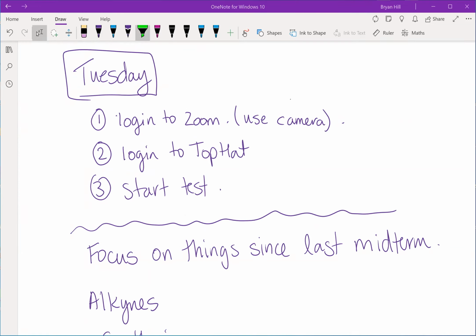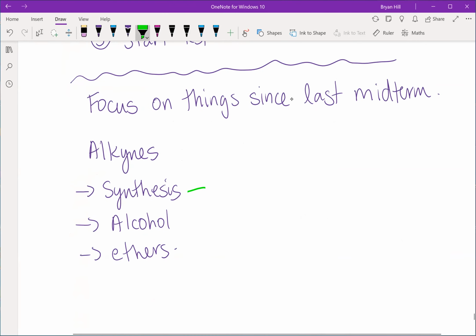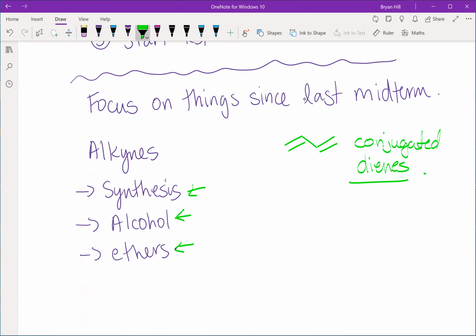So yes, I didn't record at the start. So this is what we'll do on Tuesday, these 3 steps, and then we'll focus on things since the last midterm. So these are the main ones: alcohols, ethers. You'll notice on the practice midterm from last year, there was a section on conjugated dienes, which we haven't gotten to yet. So if you're looking at those questions, I wouldn't worry about it because we haven't done that yet. But this is what we'll basically focus on.